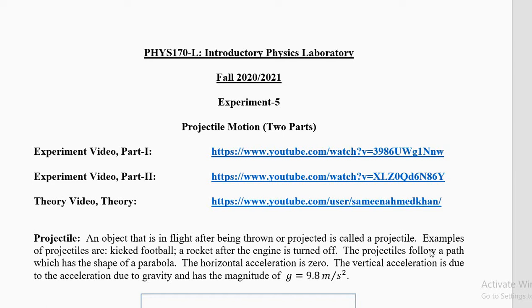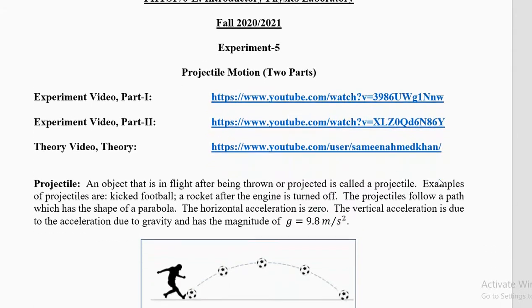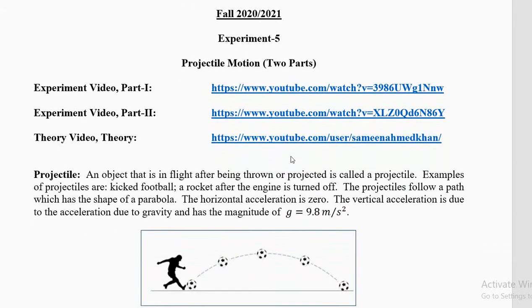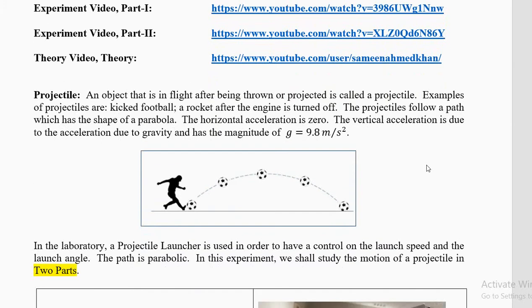The experiment is about projectile motion, and it is done in two small parts. There are two parts, but none of them are long. Videos of part 1 and part 2 from the lab are already available to you on these two links, and this is the third video explaining some additional details which may not be available in the other two videos. First of all, what is a projectile?